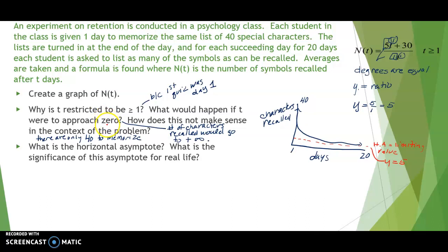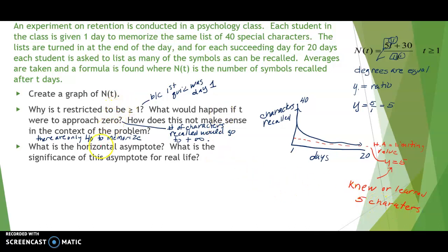And so the significance is that from this activity where they had to memorize these 40 random characters and then recall them for 20 days, they ended up knowing 5 of them for life. So they literally knew or learned 5 characters, which has a pretty big impact for us as we're going into final exams week.